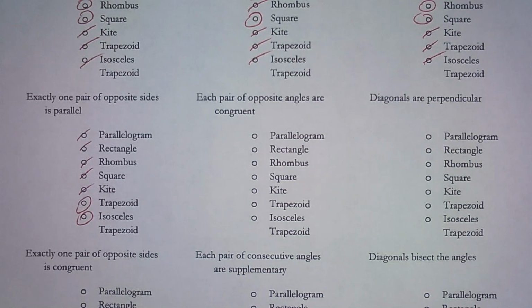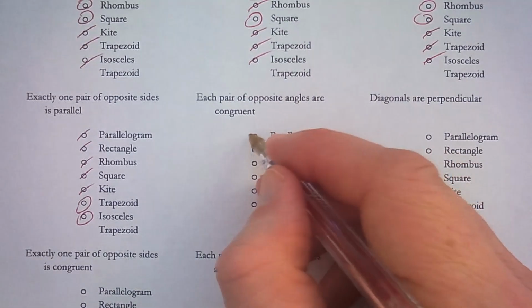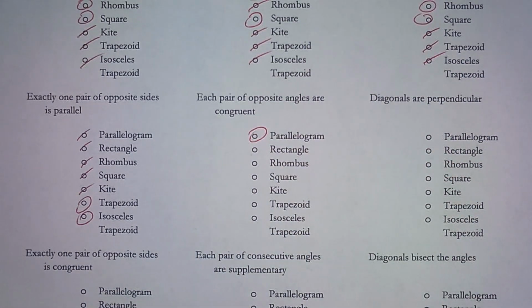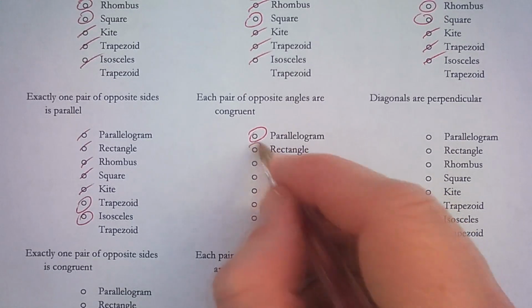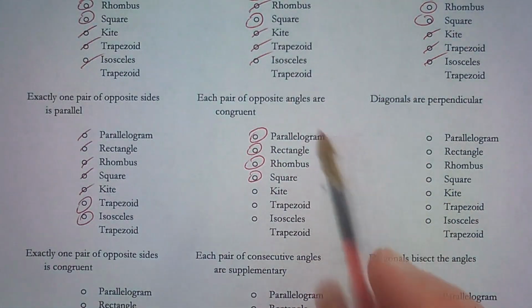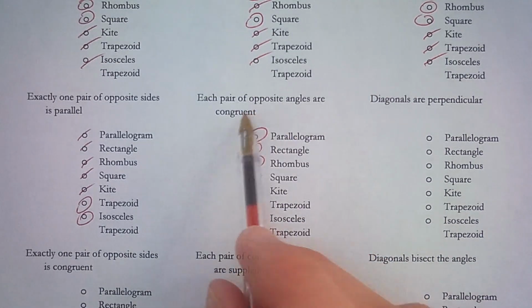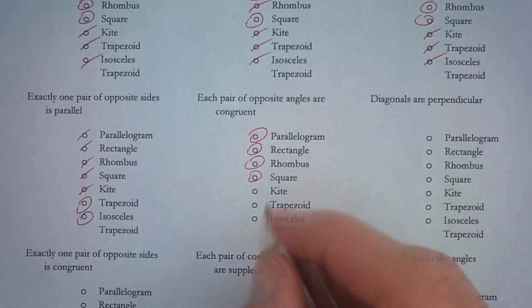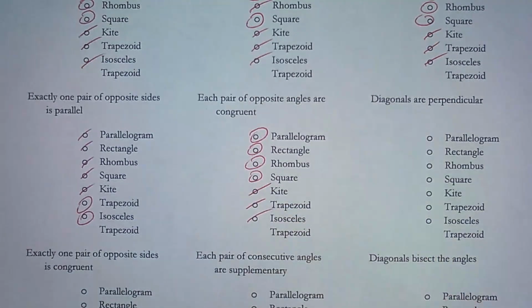Each pair of opposite angles are congruent. Opposite angles are congruent in a parallelogram and in every type of parallelogram. So that includes rectangle, rhombus, and square. In a kite, there is one pair of opposite angles congruent, but this says each pair. So that's a no. Trapezoid and isosceles trapezoid are also a no.